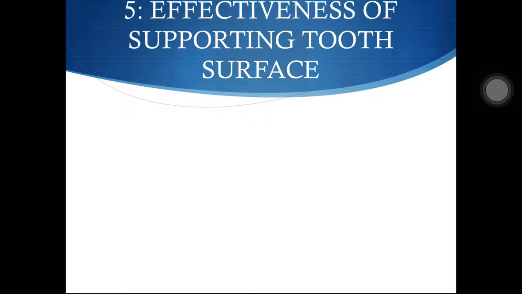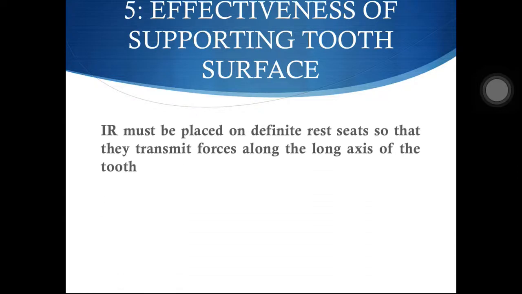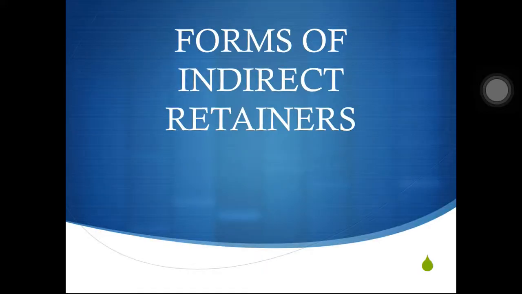Effectiveness of supporting tooth surface. Supporting tooth surface means the surface over which the indirect retainer has been given. Effectiveness can only be achieved by proper rest formation, proper mouth preparation of the area over which the indirect retainer has to be given. It should be placed on a definite rest seat so that they transmit forces along the long axis of the tooth.